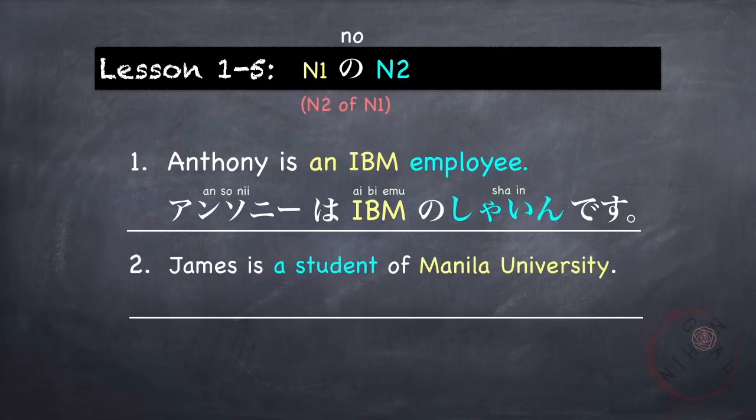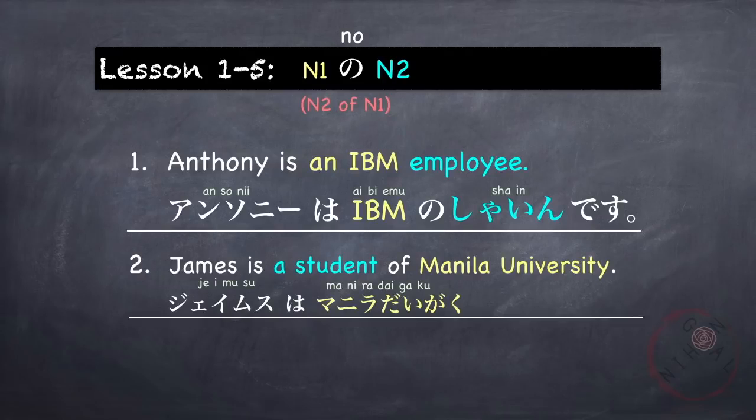Another example is James is a student of Manila University. Our N1 is Manila University and our N2 is a student. So let's construct the sentence. James wa or James-san wa Manila Daigaku, Manila University no 学生です. So James is a student of Manila University. James wa Manila Daigaku no 学生です.